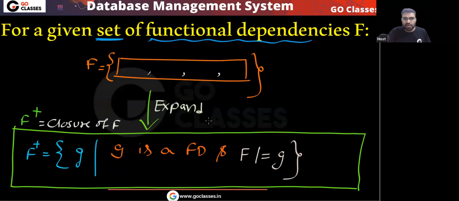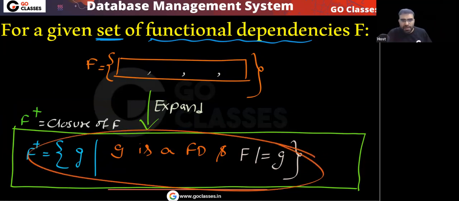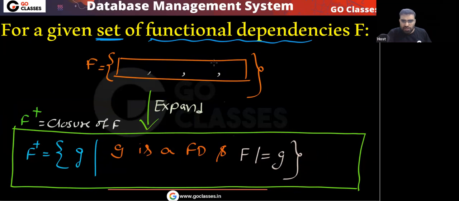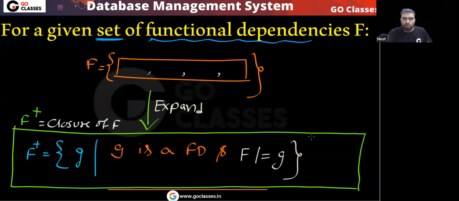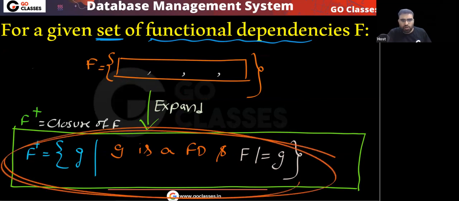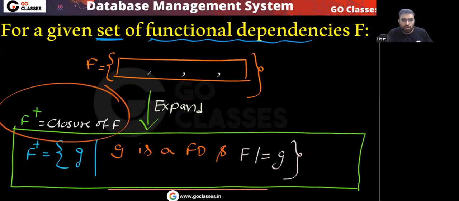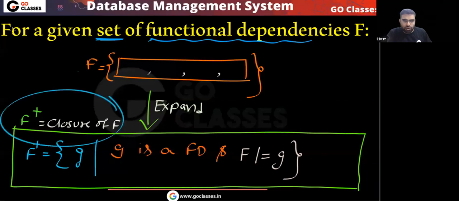It will contain all the trivial FDs. It will also contain those non-trivial FDs which you can derive from F. So basically, the collection of all the trivial FDs, and also the collection of those non-trivial FDs which you can derive from F, this complete collection is your closure of F. So this is your F closure, and in this F closure we are expanding.